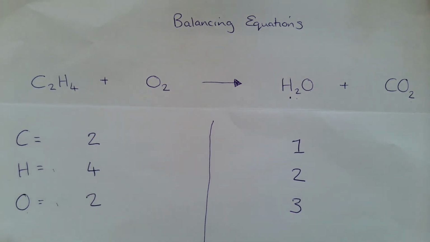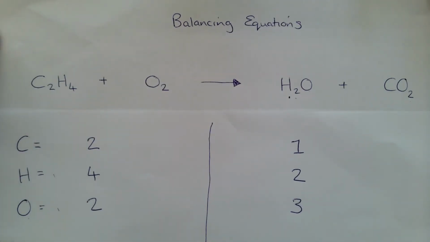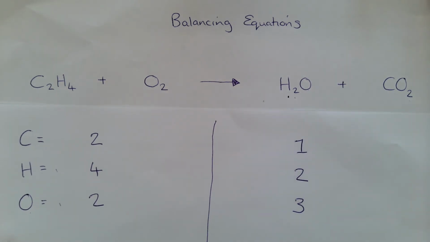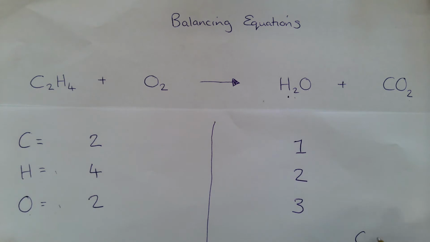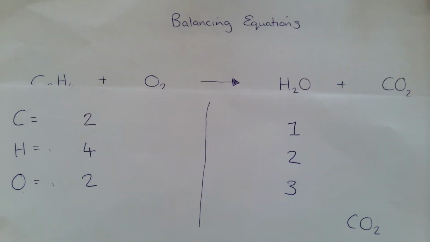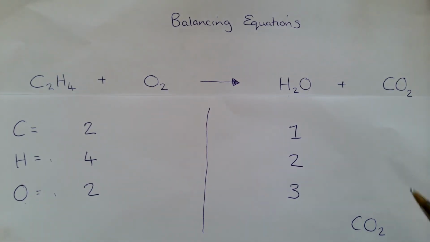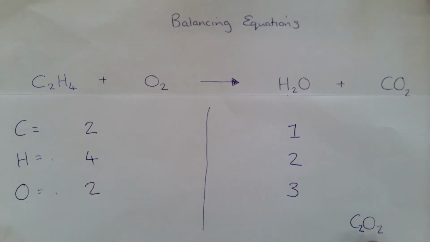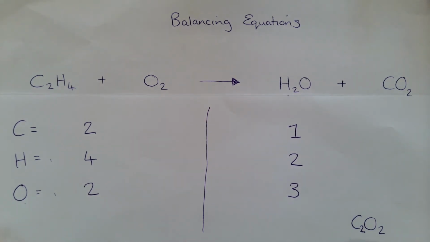So I'm going to put this aside for now and I'm going to show you what we mean by balancing. Well, first of all, one thing I can't do: if I've got CO2 on this side, I can't say, well, I haven't got enough carbon, so I'm just going to add another one there. Because now that's not carbon dioxide. That would be incorrect. That's a completely different compound that can't exist. So I must never ever change the formula.